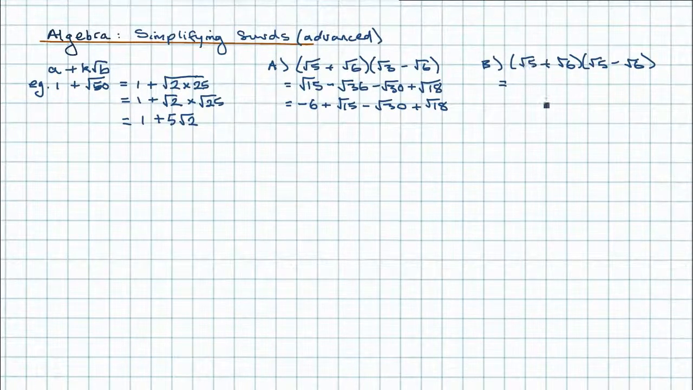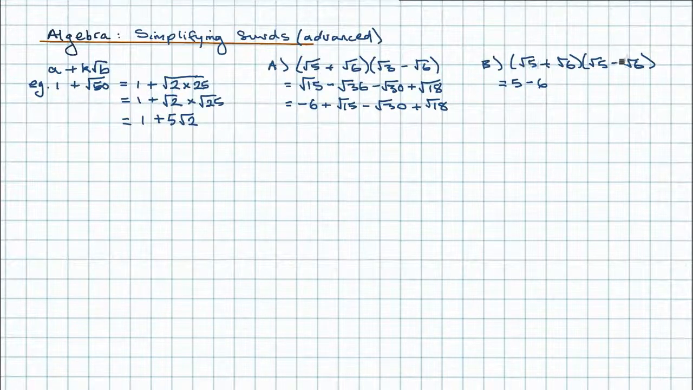Well, if I now do the same operation, so first and last, so root 5 times root 5, that becomes then just an ordinary number. So root 5 times root 5 is root 5 squared. Root 5 squared, of course, is 5, so we got 5. And the last, root 6 times negative root 6, we've already seen that that is going to be negative 6. So negative 6. So that's the first bit.